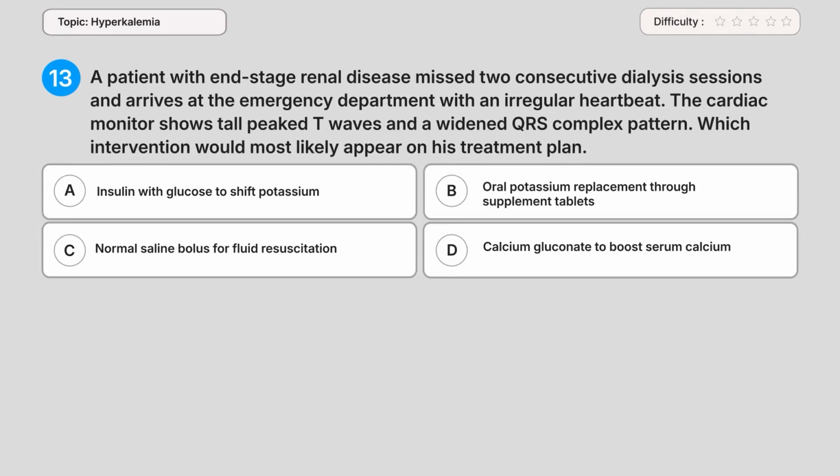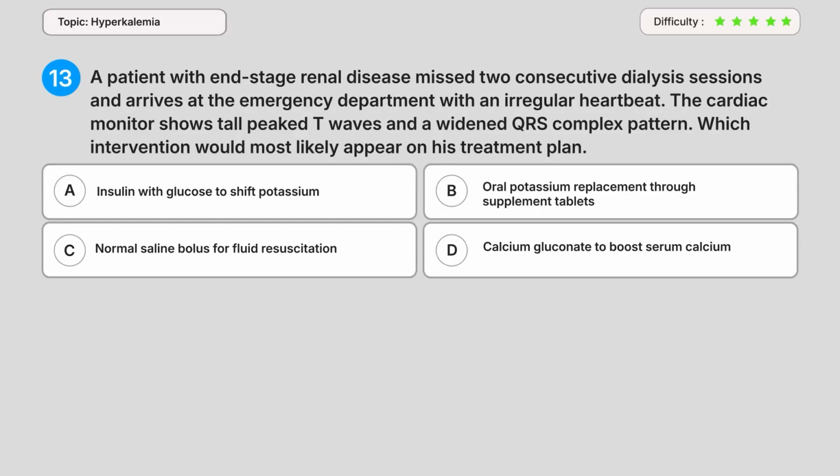Question 13. A patient with end-stage renal disease missed 2 consecutive dialysis sessions and arrives at the emergency department with an irregular heartbeat. The cardiac monitor shows tall peaked T waves and a widened QRS complex pattern. Which intervention would most likely appear on his treatment plan?